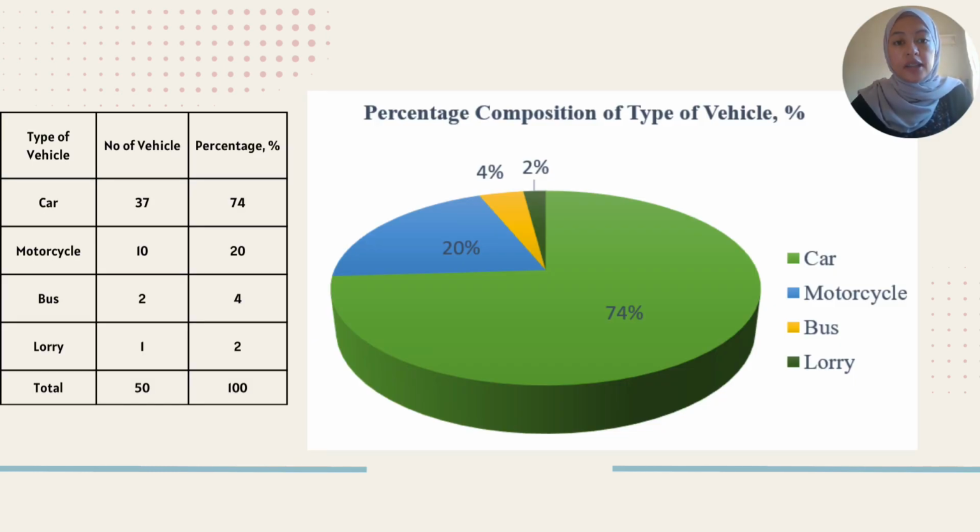To get accurate data, we followed the recommendation by Cover and Fold 2010 and collected 50 samples for the purpose of this study. As you can see in this pie chart, this is the breakdown of the percentage compositions of different types of vehicles involved in this study. We can see that the car leads at 74%, followed by motorcycle at 20%, bus at 4%, and lorry at 2%.